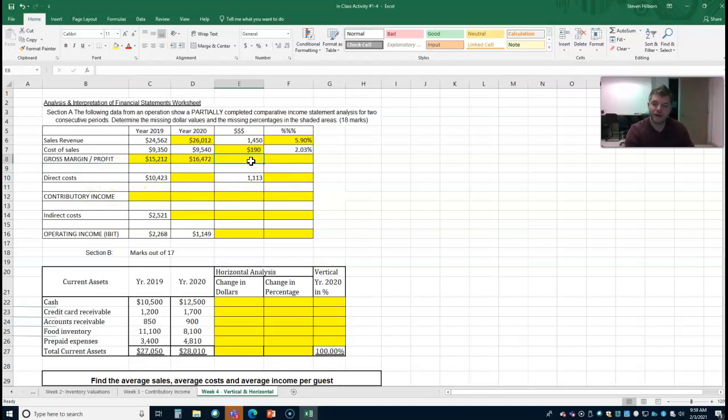I'm also going to do the change between the two. So 2020 minus 2019 amount is 1,260, and now I'm going to take 1,260 divided by the first year in this, and it's 8.28%. So it has an 8.28% change from 2019 to 2020.